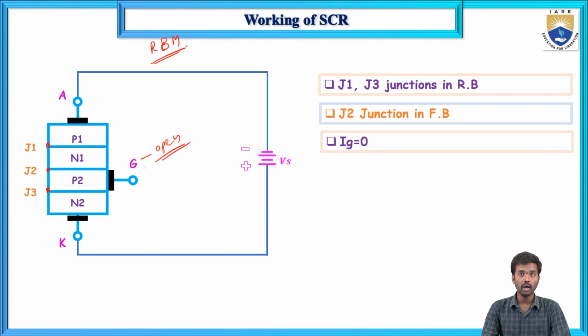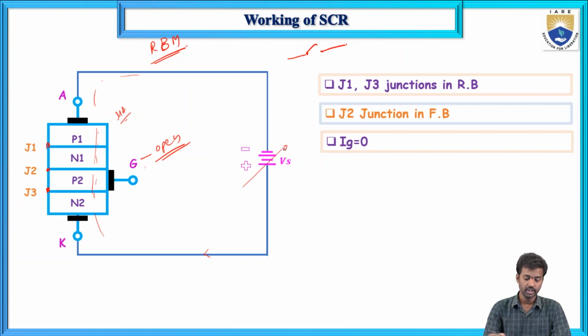In this case, since these two junctions are reverse biased, a small amount of current, in the microampere range, flows from the cathode to the anode. Current flows in this direction, and that is the leakage current, the reverse leakage current. Only a small amount of current flows from cathode to anode. This small amount of current means high impedance, so it acts as an open switch. So this is the reverse leakage current.